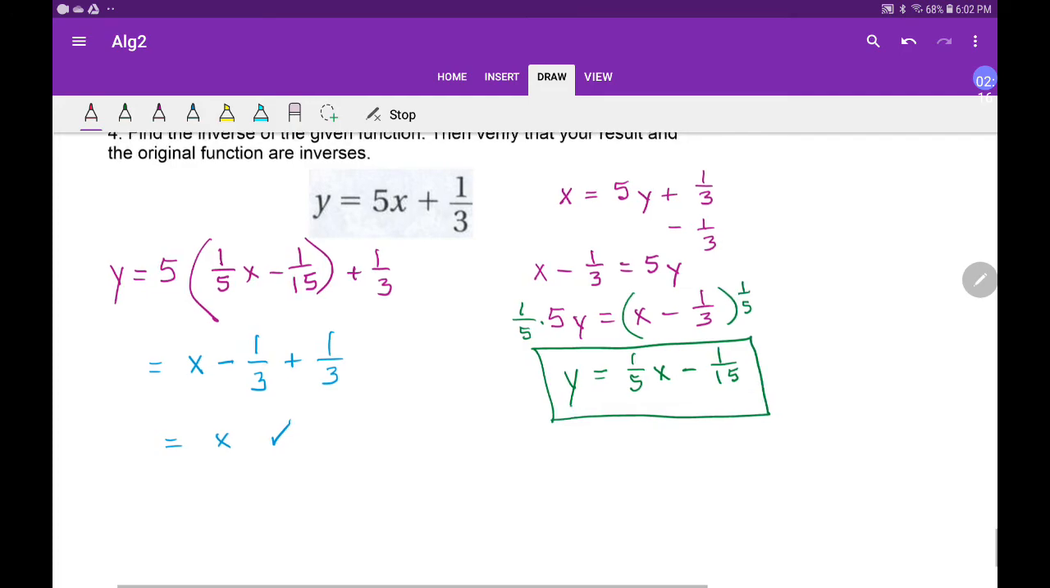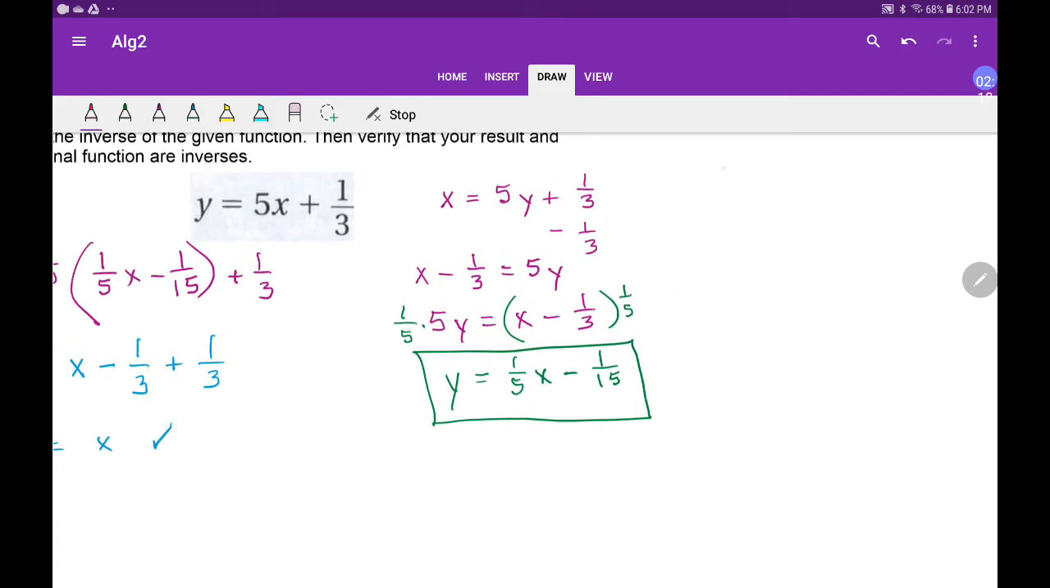And then over here, let's do the same thing. We will say y is equal to 1/5 times x, but what's my x going to be? Now my x is going to be 5x plus 1/3. And then I come back down here and I subtract my 1 over 15. So again, instead of this x right here, I'm plugging in the original formula. This is how I verify.